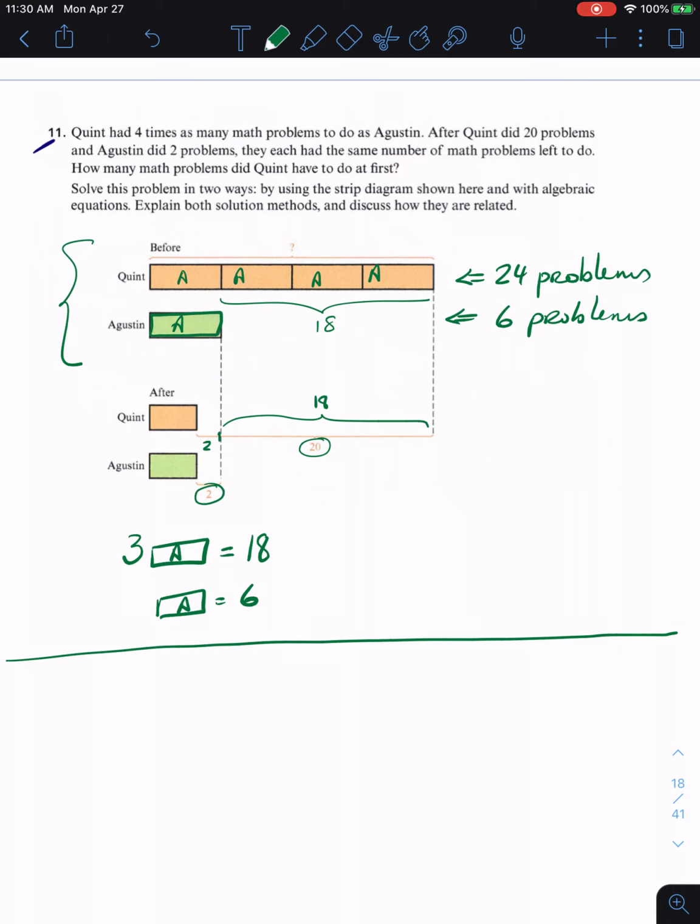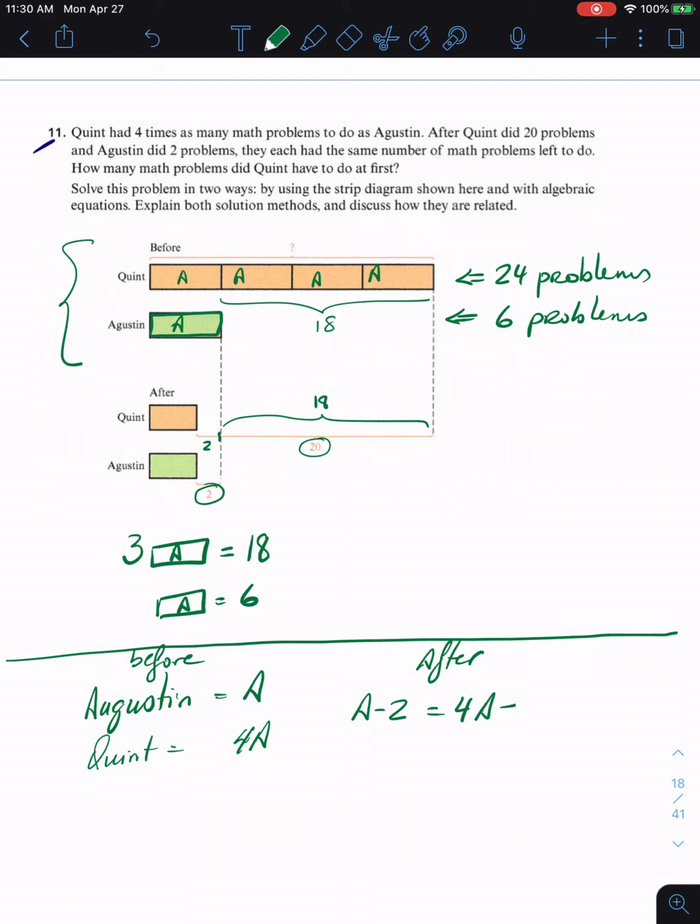So let's look at the algebraic. All right. So Augustine, let's say he has A problems, and Quint has 4A problems, right? This is at the before. Now after, they're calling it after, so after, whatever Augustine has left is the same as whatever Quint has left. So what Augustine has left is 2 fewer. And what Quint has left is 20 fewer. And that's the same.